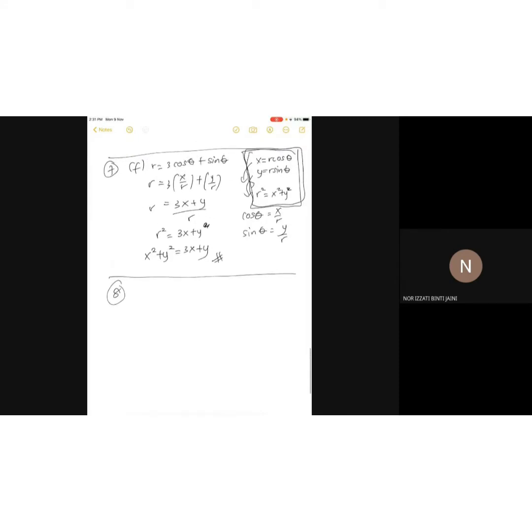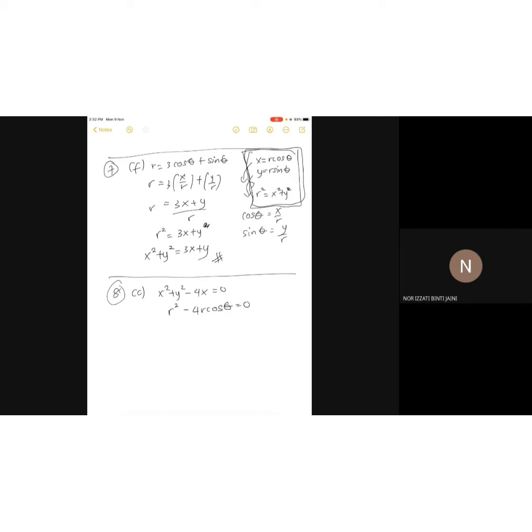Sama juga untuk nombor 8. Kalau tadi daripada polar ke rectangular, this one daripada rectangular ke polar. Okay, for example, saya ambil 8C. x squared plus y squared minus 4x equals 0. So what is x squared plus y squared? Dia ada r squared tadi kan. So x is r cos theta. So boleh tinggalkan sampai sini ataupun boleh faktorkan r awak tu tadi lagi.